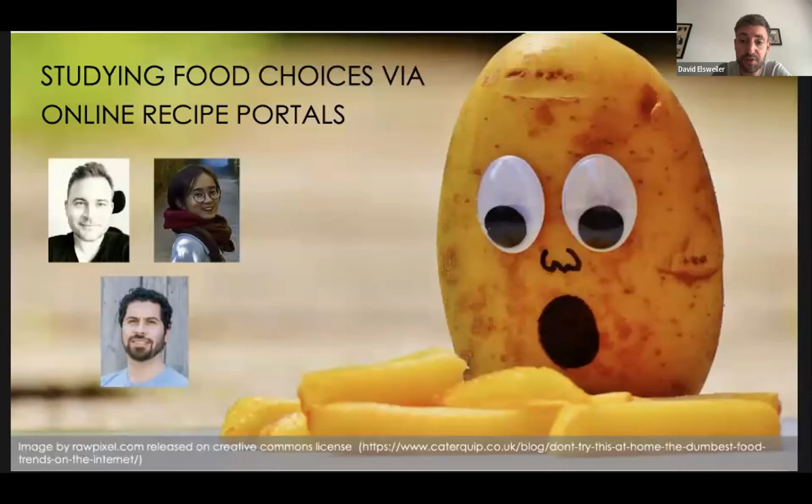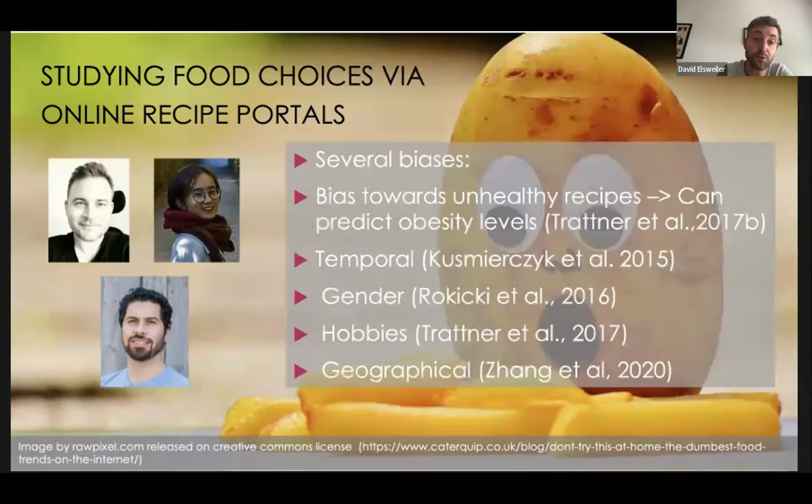Again, we found lots of different biases in play. First of all, there's a huge bias towards unhealthy recipes, to such an extent actually that you can use bookmarked recipes to make a good prediction about the obesity level in the geographic area that the user resides. There are also strong temporal patterns, so you can see that people interact with very different types of recipes depending on the time of year. There are strong gender differences, so men and women upload very different types of food, and for different reasons. People with different hobbies tend to like different food. And there are very strong geographical trends, so even within a country, but also across countries, you can see very different food trends or patterns.